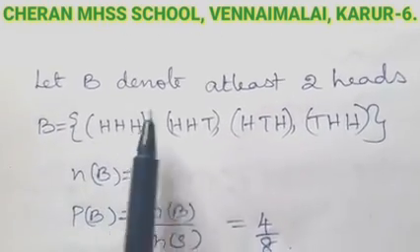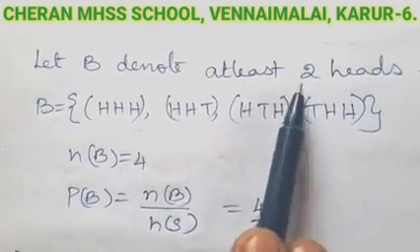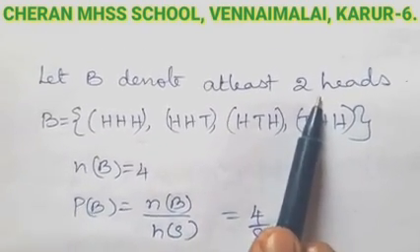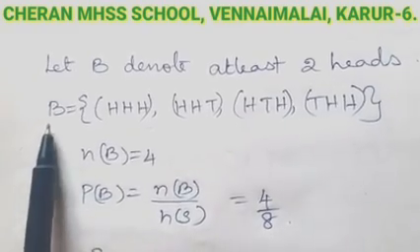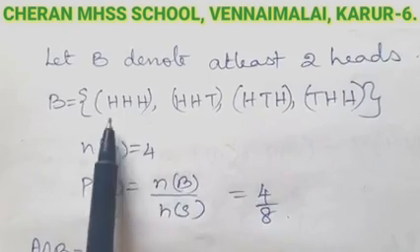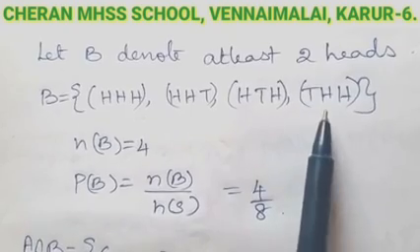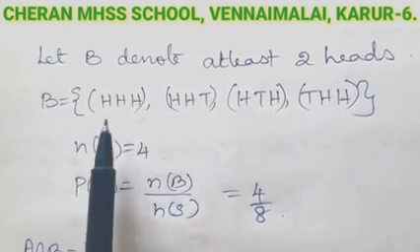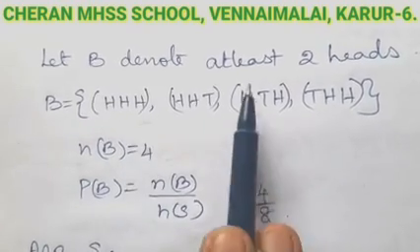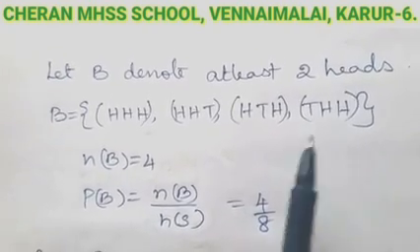Let B denote at least 2 heads. That means at least 2 heads means to the minimum there should be 2 heads. Maximum there can be many more. So we select B is equal to at least 2 heads. Minimum there should be 2 heads. So HHH, HHT, HTH, THH. There are 2 heads in each and in the maximum there can be many. So HHH we have selected. At least 2 heads means below 2 heads there should not be 1 and all.